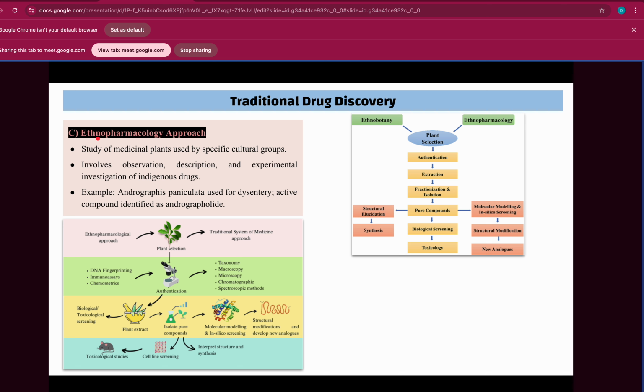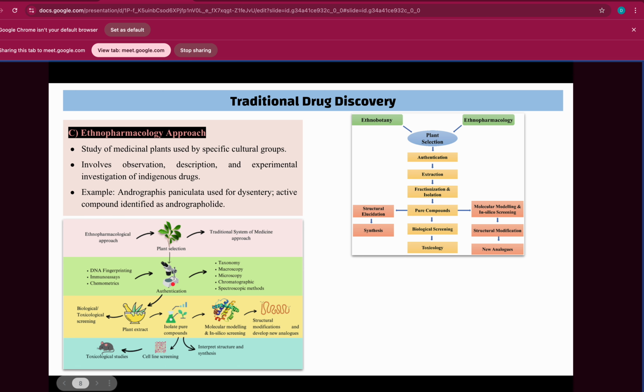So ethno, as the name suggests, means belonging to certain cultural groups. So in this we study those medicinal plants which are specifically used by certain cultural groups, and it involves observation, description and experimental investigation of indigenous drugs. So if a certain cultural group is using a certain plant and they have seen a certain effect of using that plant, then we proceed with that particular plant. So the example is Andrographis paniculata, which is used for dysentery, which has some active compound, and that active compound was identified as andrographolide.